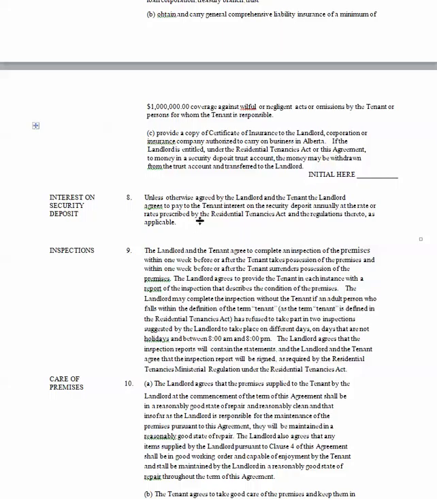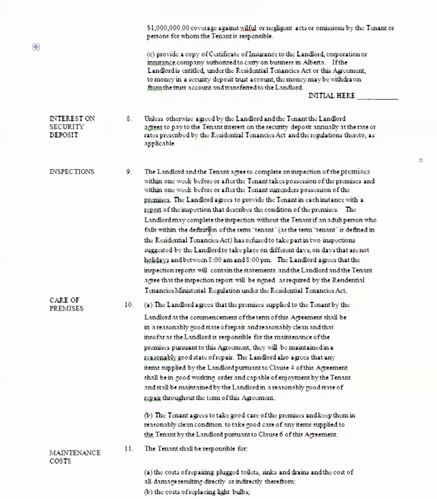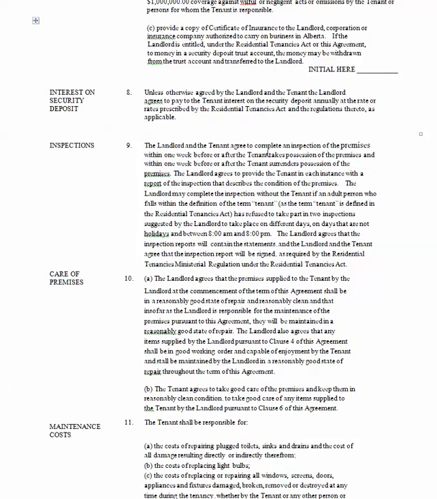So unless otherwise agreed to, the landlord and the tenant agree to pay the tenant interest on the security deposit, if there's any interest, that is. Inspections are agreed to be done on the premises within 1 week after you've taken possession of the premises, and within 1 week before or after you surrender the premises. So everything must be done accordingly with move-in and move-out inspections.